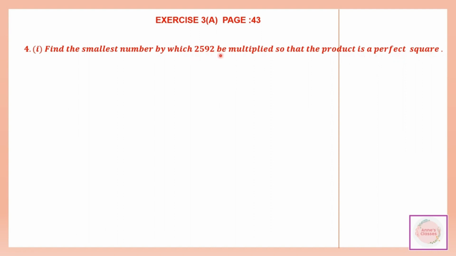That means this number is not a perfect square, isn't it? And what is a perfect square? A perfect square is a number whose exact square root can be found. So that means this is not a perfect square, but we have to multiply it with a certain number, and we're looking for the smallest number so that this can become a perfect square. So the first thing we need to do is find its prime factors.